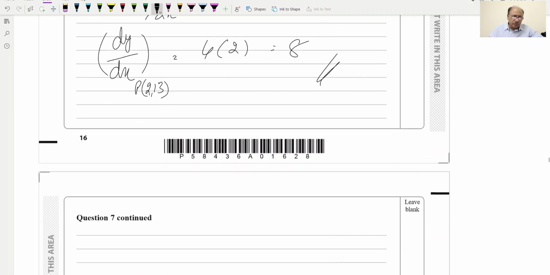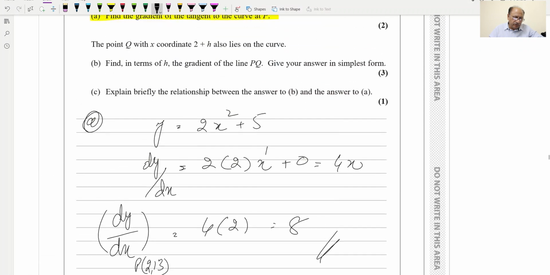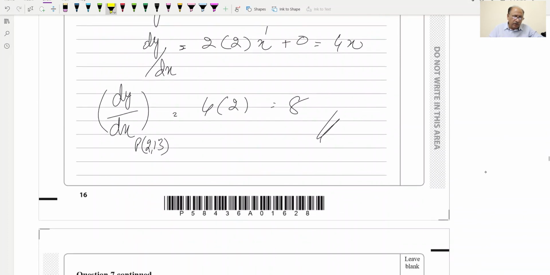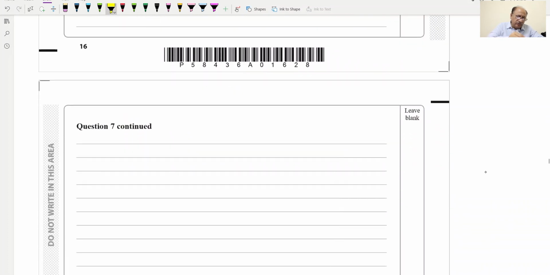Hopefully you understood this. And now part b says the point Q with x coordinate 2 plus h also lies on the curve. Find in terms of h the gradient of the line PQ. Give your answer in simplest form. This is a 3-mark question.